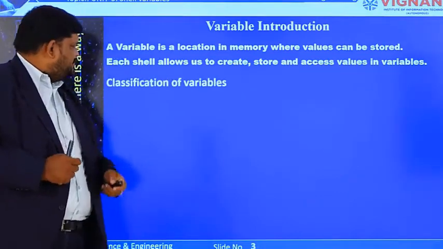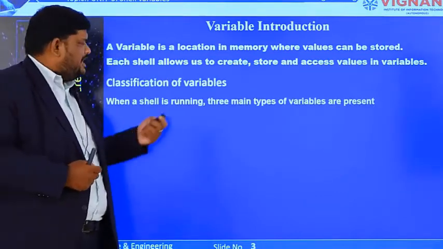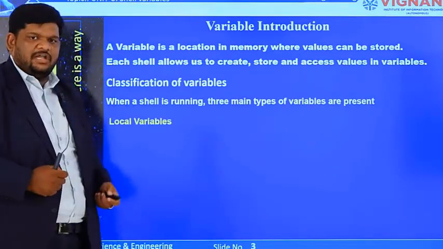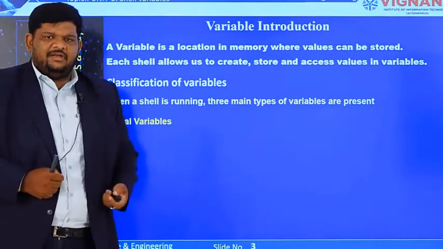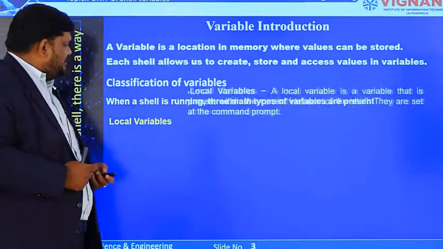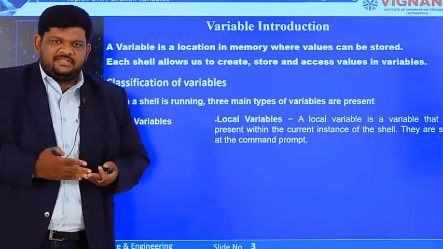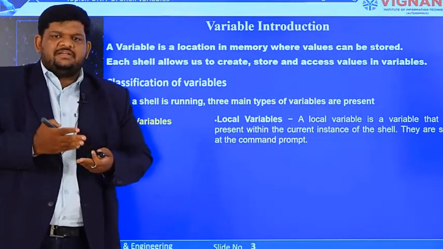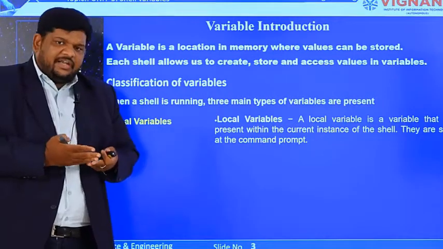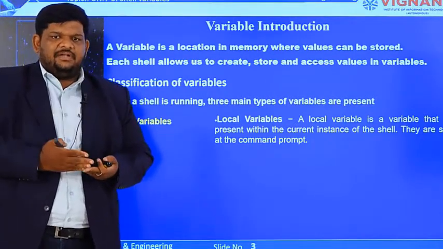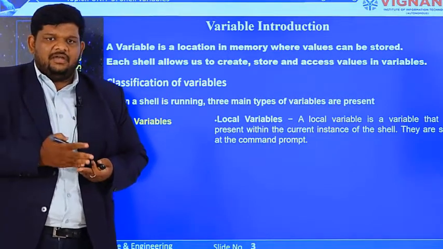While coming to classifications of variables, there are three main types of variables. The first one is local variables. Let us see the meaning of local variables. Local variables are also known as user defined variables. That means these variables are created by the users. After creating them, we can use those variables in that script only. So that is the meaning of local variables.